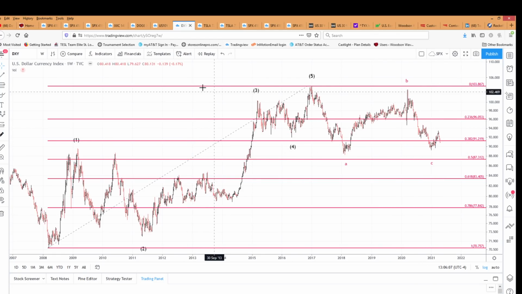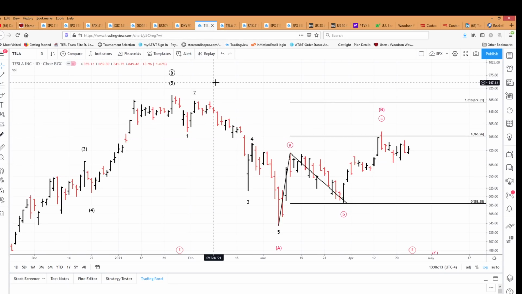Let's take a quick peek at Tesla. Nothing has really changed with Tesla, just like gold. Gold hasn't changed. But you can see our 5 waves down from the January 900 high down into the March 5th. There's that date again. Low of 539.